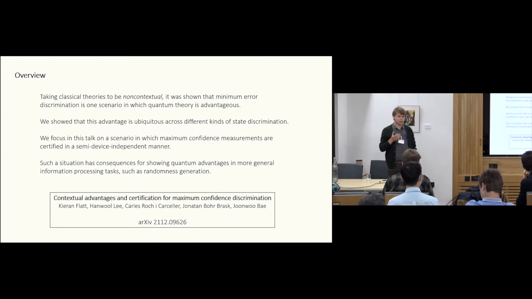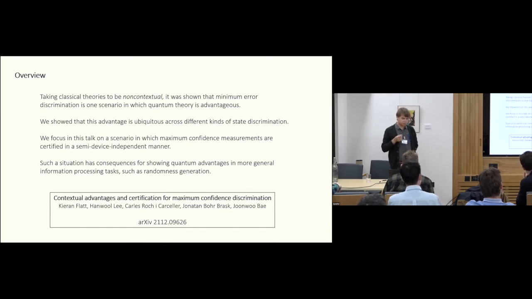So the canonical example of this would be a violation of the CHSH inequality. However, this inequality is only valid for bipartite or multipartite systems. Therefore, for situations in which we're looking at a single system, we have to look at non-contextuality.